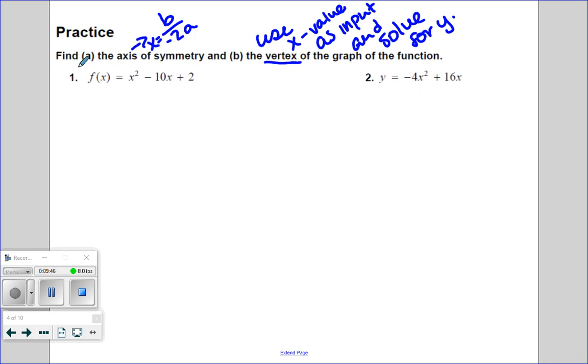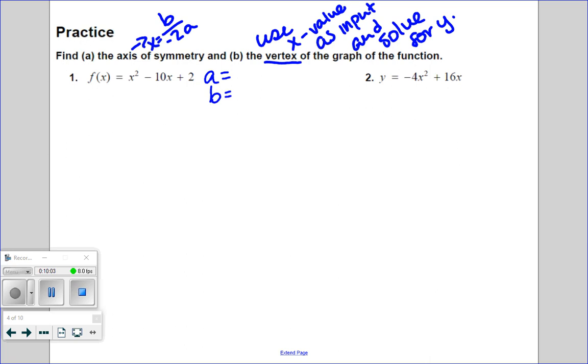Okay, so let's start with number 1, right? So if I'm going to first find the axis of symmetry with that x equals b over negative 2a, I need to identify a and b. Okay, so I need to first find out what is the value of A here and what is the value of B before I proceed.